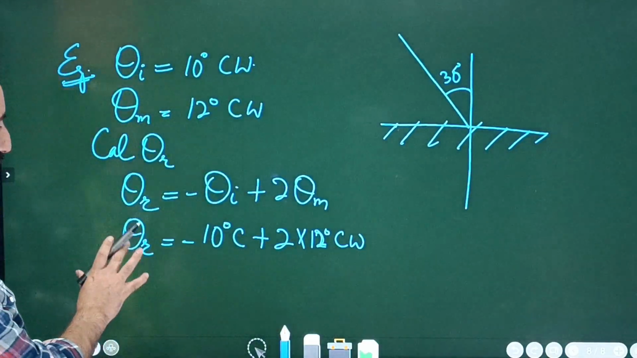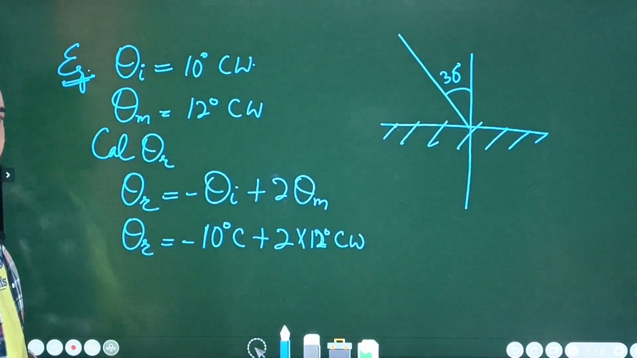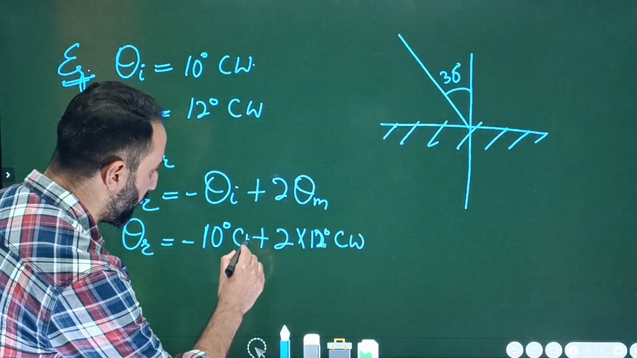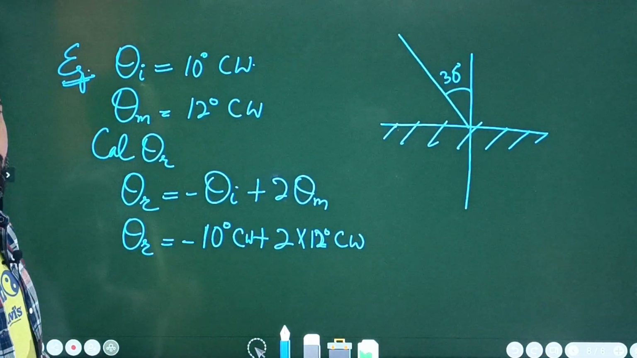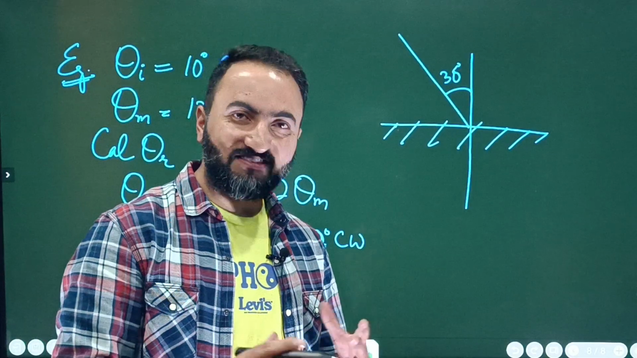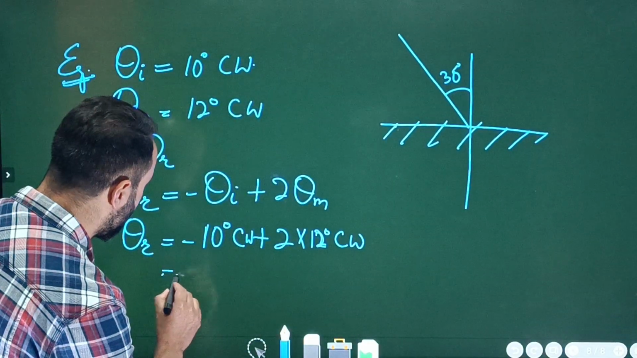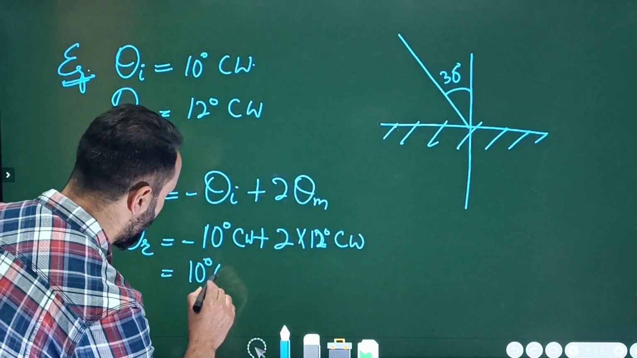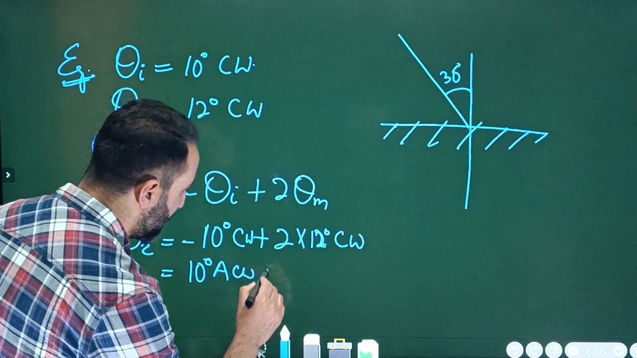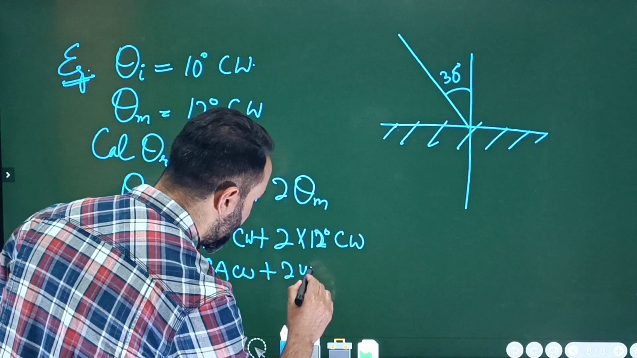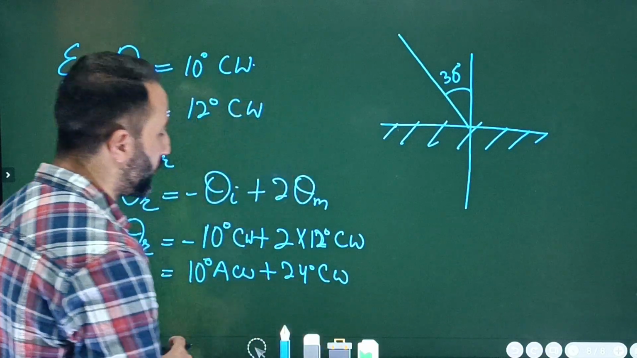ठीक है ना बेटा? Now have a look on this. This here minus 10 degree clockwise. What's it? Minus 10 degree clockwise. Negative clockwise implies anti-clockwise. So this is obviously equal to what? It is 10 degree anti-clockwise, ACW, plus this here 24 degree clockwise. What is it? 24 degree clockwise.